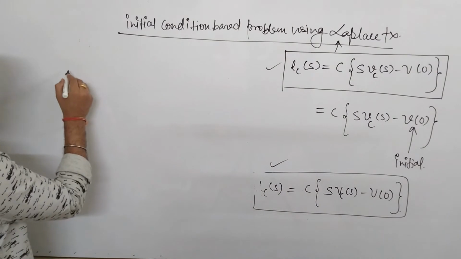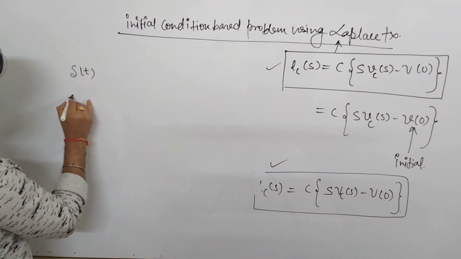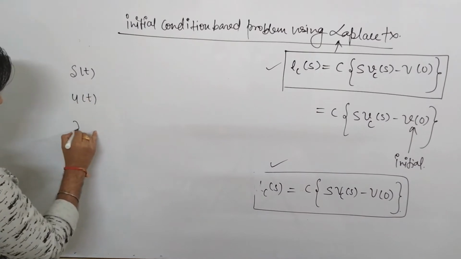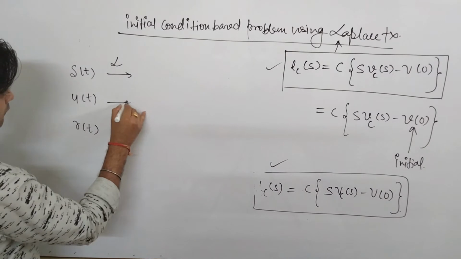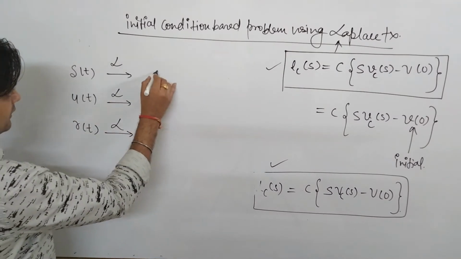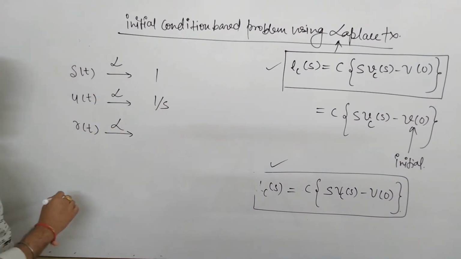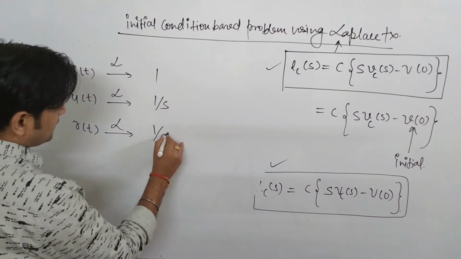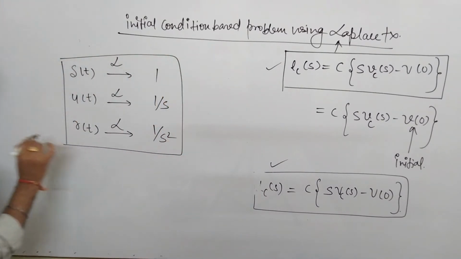The last and important thing is our three basic functions. The Laplace transform of delta t is 1, the Laplace transform of u(t) is 1 by s, and the Laplace transform of r(t) is 1 by s square. So these three functions will be widely used while solving the problems.